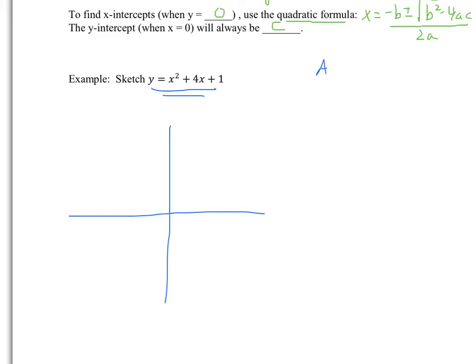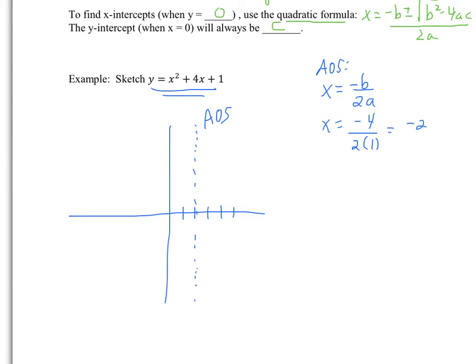So let's start with the axis of symmetry. We said the formula when it's in this form is negative b over 2a. So if we plug in, we're going to have negative 4 over 2 times 1, which is going to give us negative 2. So over here at negative 2, I'm just going to use a dotted line to represent my axis of symmetry. Okay, it's not a vertical asymptote like we saw in a previous unit, but we're just using that dotted line to represent that middle folding line, that middle line of symmetry that we know is going to go right through the middle of our parabola.